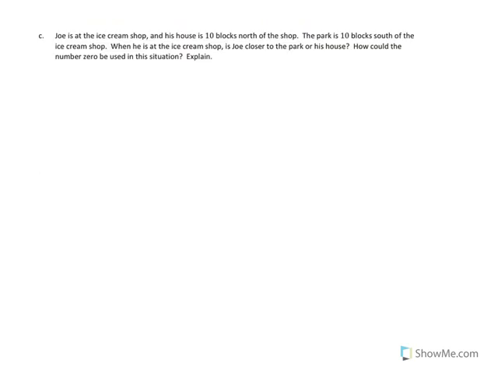Next, we have one just like this one from our previous lesson. Joe is at an ice cream shop, only it wasn't ice cream. It was a bookstore, I believe, and a pet store. So in this case, Joe is at an ice cream shop, and his house is 10 blocks north of the shop. The park is 10 blocks south of the ice cream shop. When he is at the ice cream shop, is Joe closer to the park or his house? How could the number 0 be used in this situation?